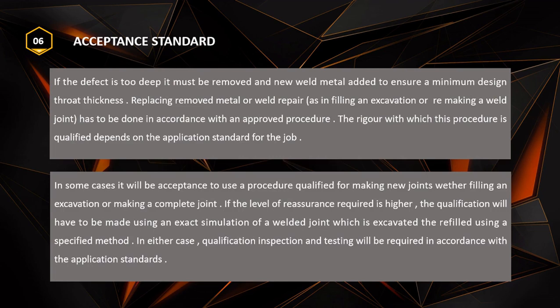If the defect is too deep, it must be removed and new weld metal added to ensure a minimum design throat thickness. Replacing removed metal or weld repair, as in filling an excavation or remaking a weld joint, has to be done in accordance with an approved procedure. The rigor with which this procedure is qualified depends on the application standard for the job.